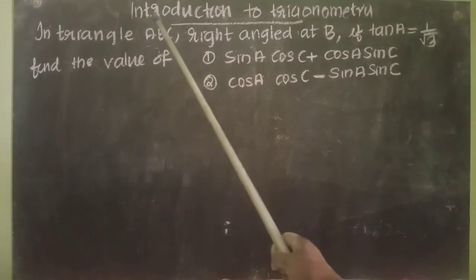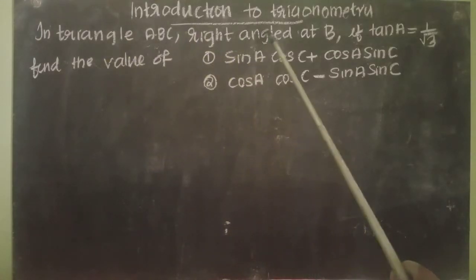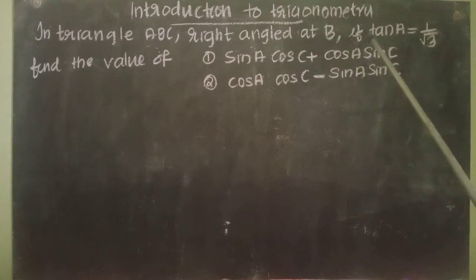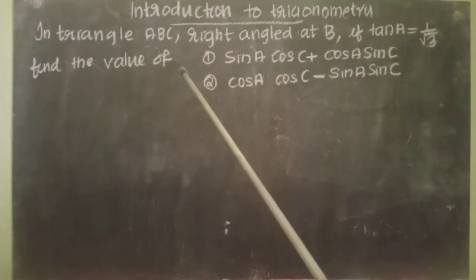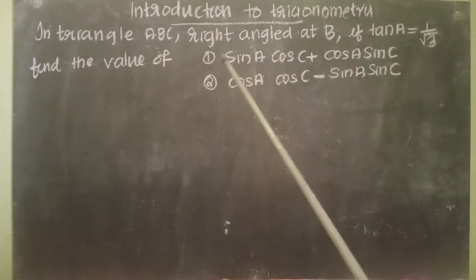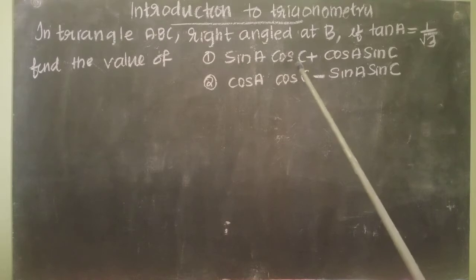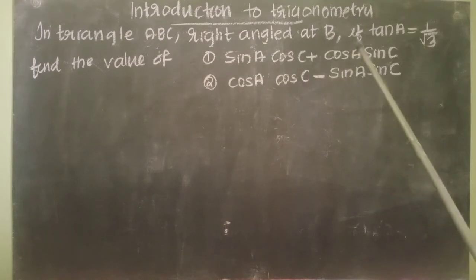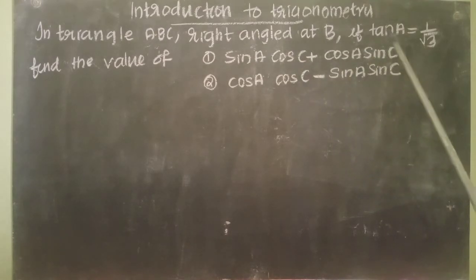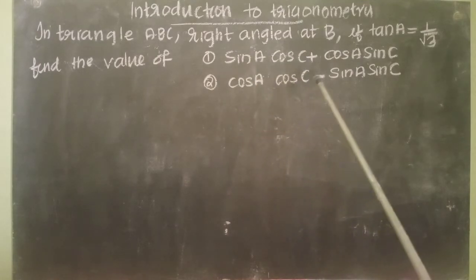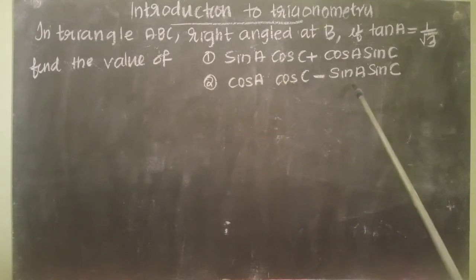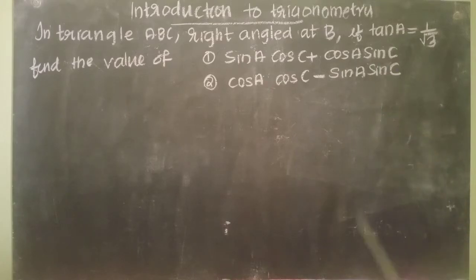In triangle ABC, right-angled at B, if tan A equal to 1 by root 3, find the value of, first question, sin A cos C plus cos A sin C. Second question, cos A cos C minus sin A sin C.